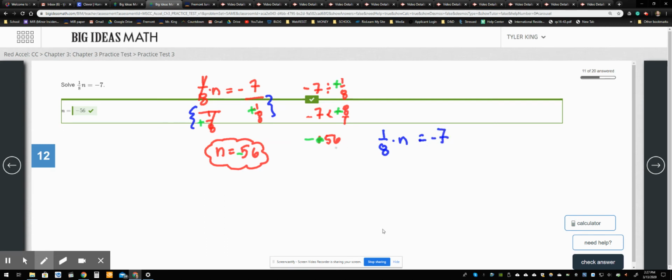Okay, now instead of dividing, we're going to multiply by the reciprocal. Because if we multiply by the reciprocal, we're multiplying by 8 over 1. This ends up giving us 8 over 8, which is equal to 1, and that's just going to disappear, right? So we're just left with n on this side, and then I have to times this side by the same thing, 8 over 1. Negative 7 times 8 is going to be negative 56, and I have my answer.